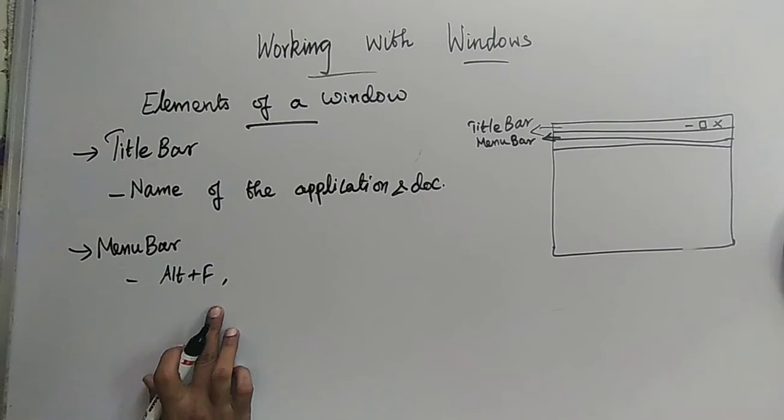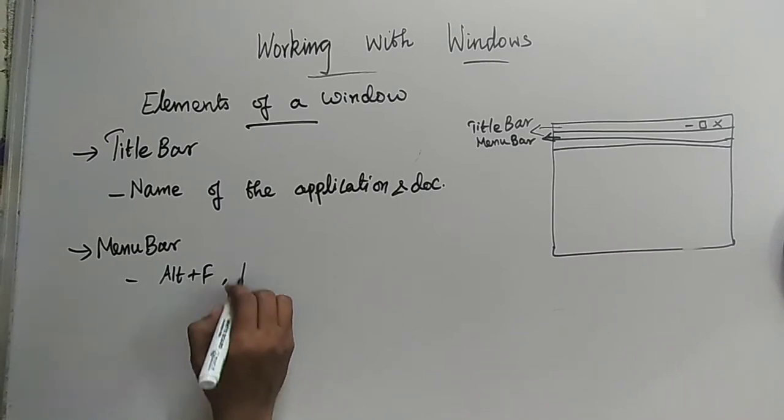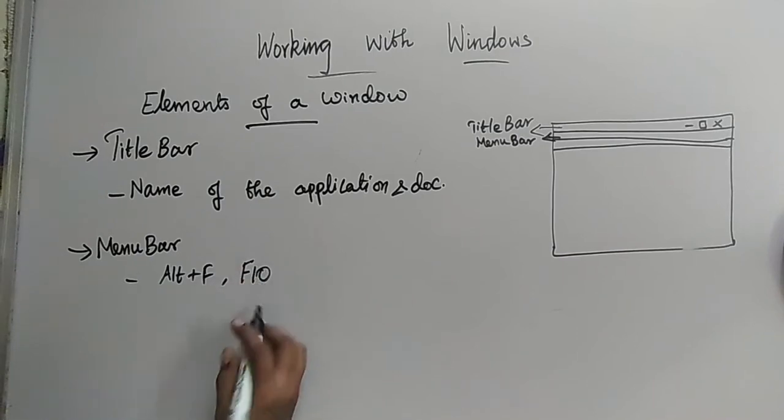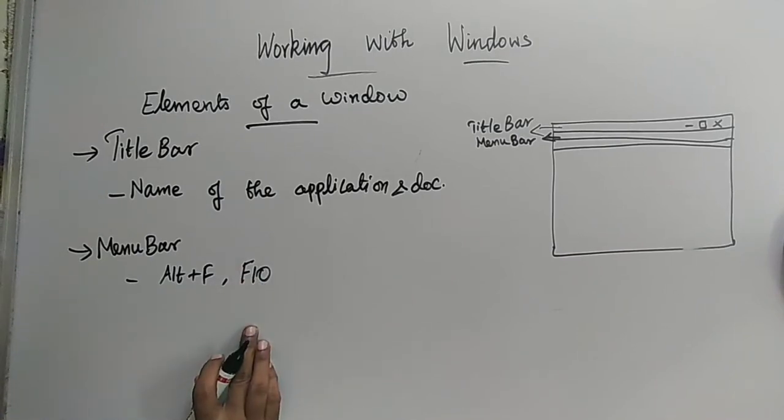Another way is to press F10. By pressing the F10 key, the menus will be highlighted for you. From there, using your mouse or your keyboard keys, you can select each one. You can use the up arrow, down arrow or side arrows, based on your need, to select the menus available in the menu bar.